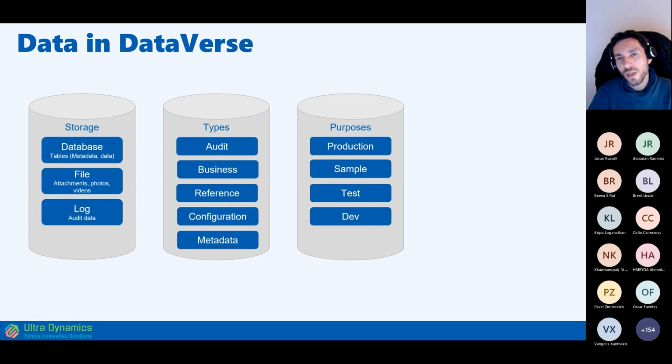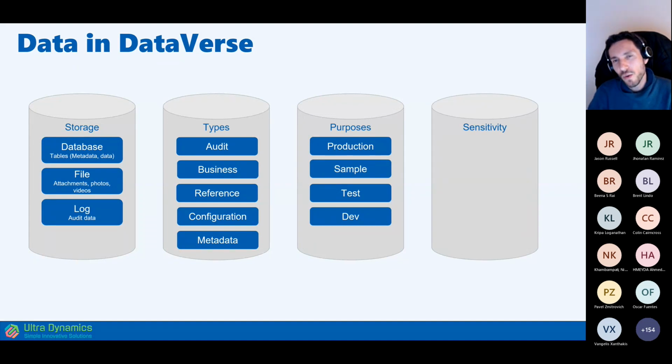So obviously, when it comes to ALM, you have to worry about different data types. You don't necessarily need to worry about the storage because that's handled for you by the platform, but you need to worry about how you handle different data types, and you may need a different strategy for how you handle the different purposes of the data, whether it's sample, dev, or production data.